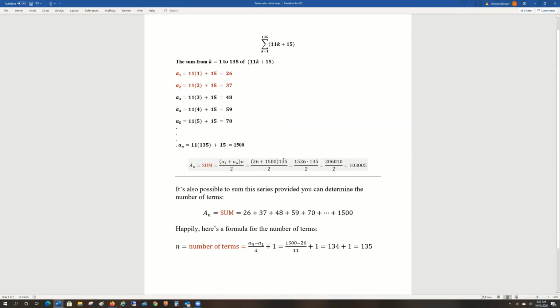Then you have to multiply that by the number of numbers. Now, if you counted from 1 to 135, you would mention 135 numbers, and that's what n is. It's not always the top limit, but it is when the bottom limit is 1, because from 1 to 10 is 10, and from 1 to a million is a million numbers. So you add those two together, and if you want something to think about why this might work, 26 plus 1500 divided by 2, that is the average of all these numbers. Really? Yes, it is. So you multiply that by 135, and that's going to give you the total.